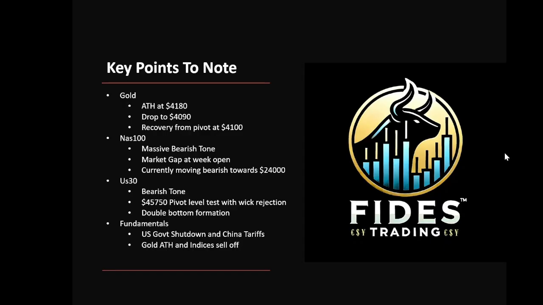In terms of Nas100, we're seeing a massive bearish tone coming into this market. We had a market gap at the week open to the upside, with the indices currently moving bearish again to fill that gap towards the 24,000 level. In terms of Us30, we also have a bearish tone there. Price hit the major pivot level at 45,750 with a strong wick rejection, which did create a double bottom formation.